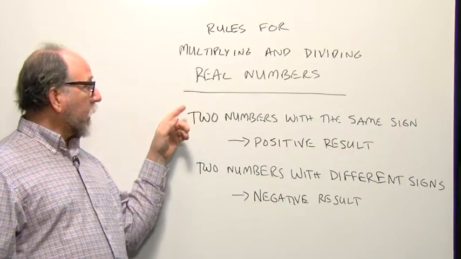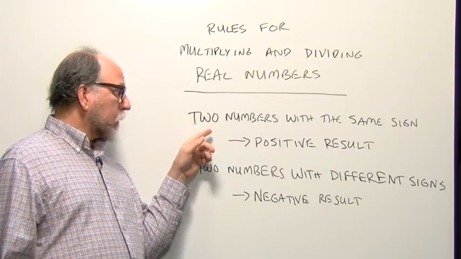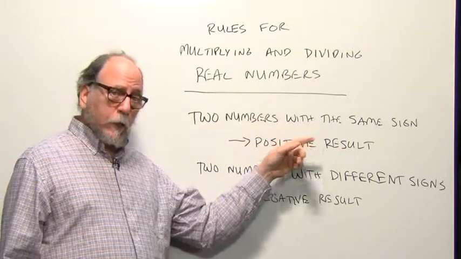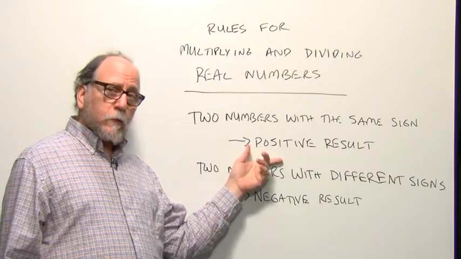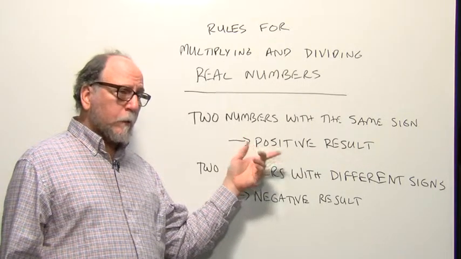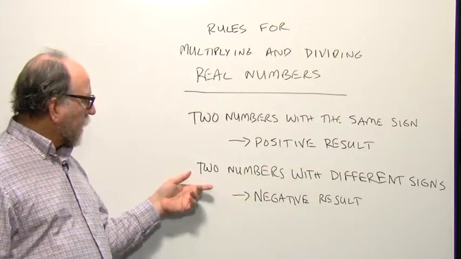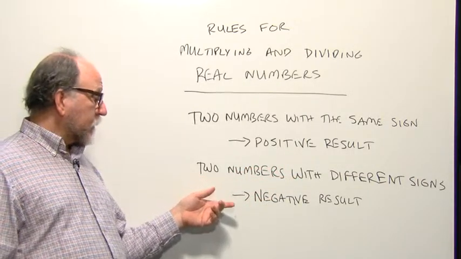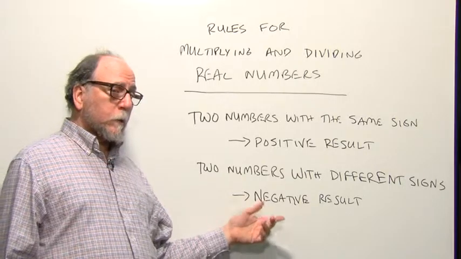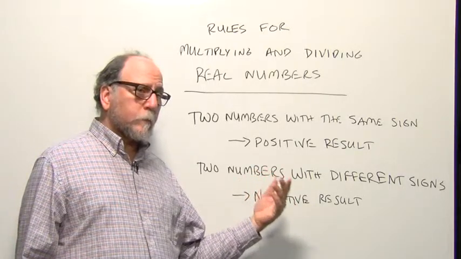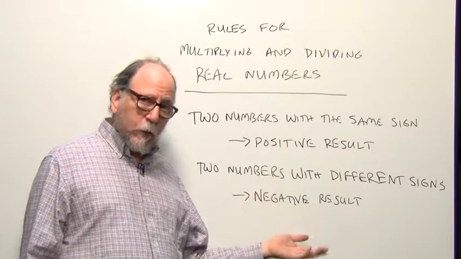Rules for multiplying and dividing real numbers. If two numbers are multiplied or divided with the same sign, you have a positive result. So negative times a negative is a positive, positive times a positive is also positive. Two numbers with different signs are a negative result. A negative times a positive or positive times a negative result in a negative answer.